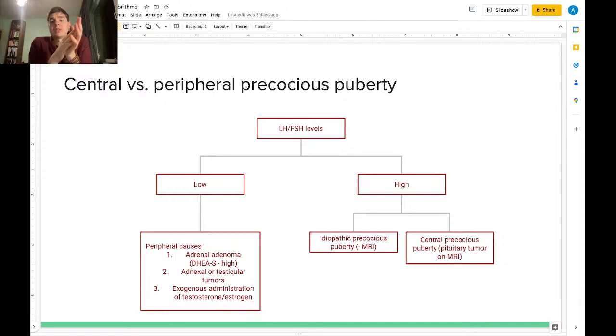Please remember that precocious puberty means that the male has secondary characteristics at less than 8 years old, or that the female has secondary characteristics at less than 9 years old.